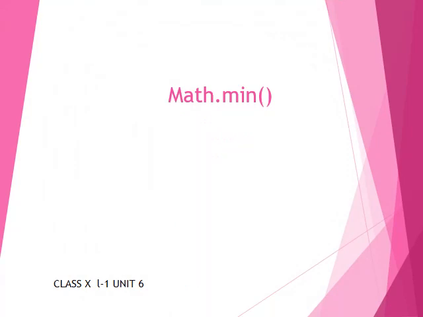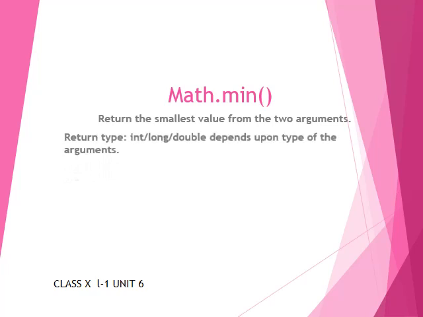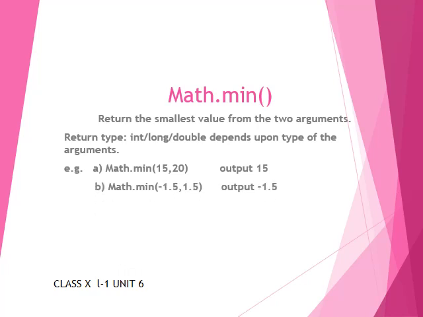Next function is Math.min. It returns the smallest value from the two arguments. Return type is int, long, double, depending upon the type of arguments. Here are the examples. Math.min(15, 20), output is 15 because 15 is smaller than 20. Next is Math.min(-1.5, 1.5), output is -1.5 as 1.5 is larger and -1.5 is smaller than 1.5.